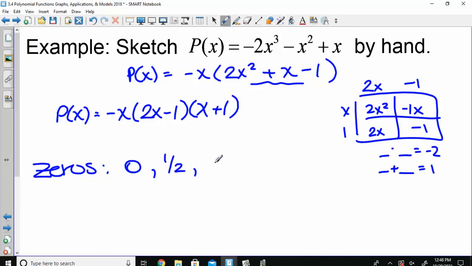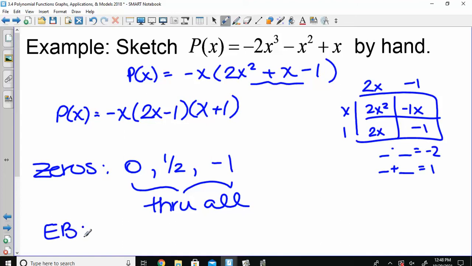What about 2x minus 1? And x plus 1? Okay, all of these have a multiplicity of 1, so we will go through. Okay, the end behavior. That's easiest if you just look before we started factoring. X cubed is a chair shape, but the negative would flip it, so we have up there.